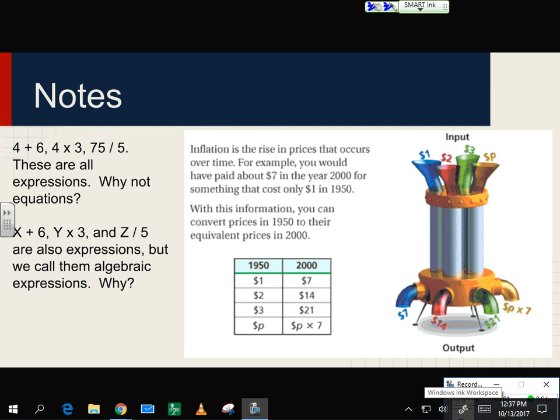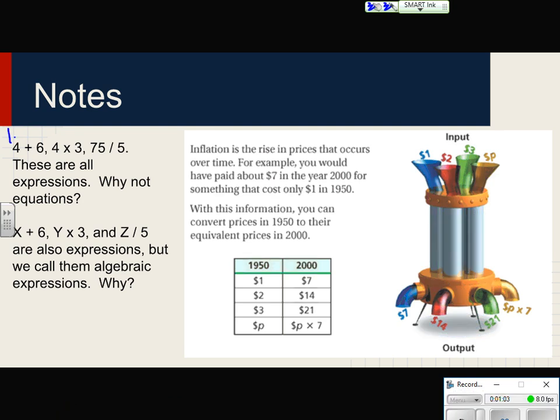So I have two questions that I've kind of proposed over here. Question 1, question 2. I'm going to give you a second to answer those in just a little bit and tell me what you think you notice about those. But I want you to realize that what we're going to be doing is a lot of work called plug and chug. So an example I have written down here says inflation is the rise in prices that occur over time. For example, you would have paid $7 in the year 2000 for something that was only $1 in 1950. So over 50 years, inflation went up $7 per $1, a ratio.